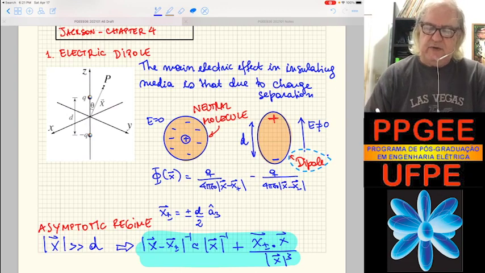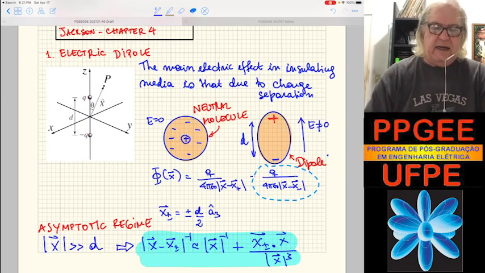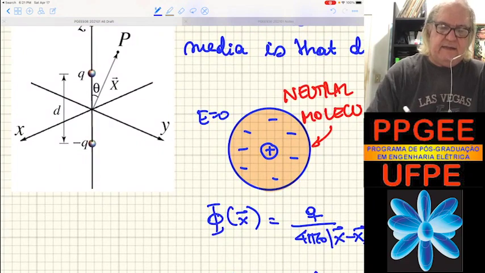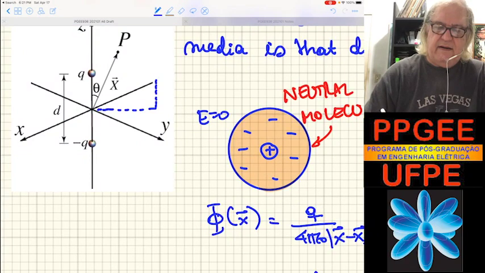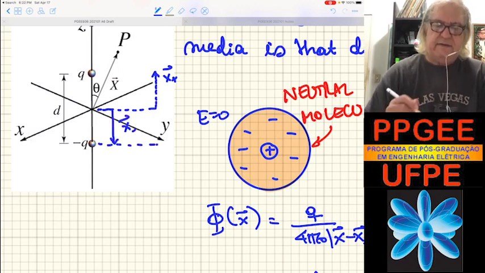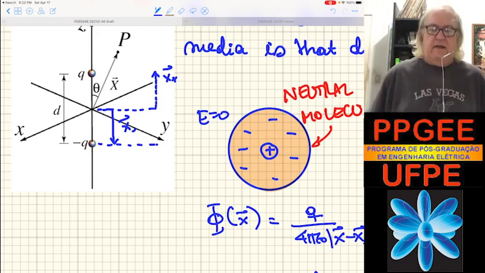It's going to be the contribution of the positive charge, and that due to the negative charge. Let's say that the positive charge is located, right? I'm just going to draw separately here. This is x plus. The negative charge is at vector x minus, right?